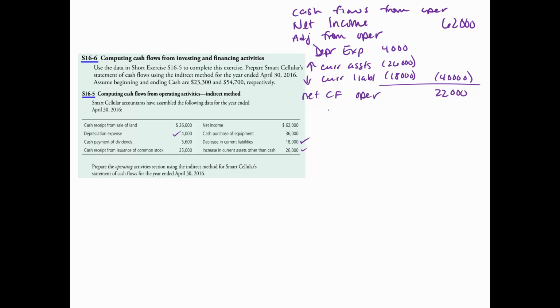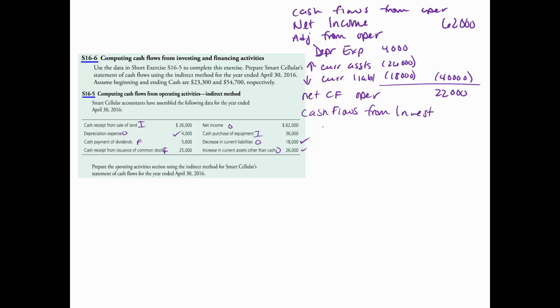Then as a separate section, I will do cash flows from investing. And we said we had two of those, right? This one was investing, operating, and we had two from investing, right? We had the purchase of equipment and the sale of the land, and then, oh, that's operating too. And then these two would be financing.